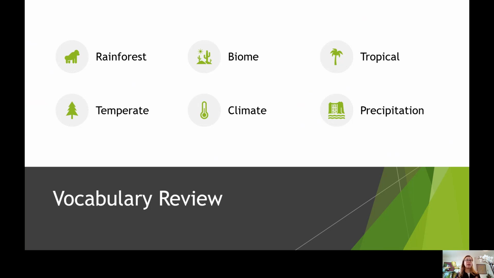Tropical. So last week we learned the difference between a tropical rainforest and a temperate rainforest. I want you to think about which rainforest you think tends to be hotter, tropical or temperate? I'm going to give you a few seconds to think about it. Tropical. Tropical rainforests tend to be hotter because, why?